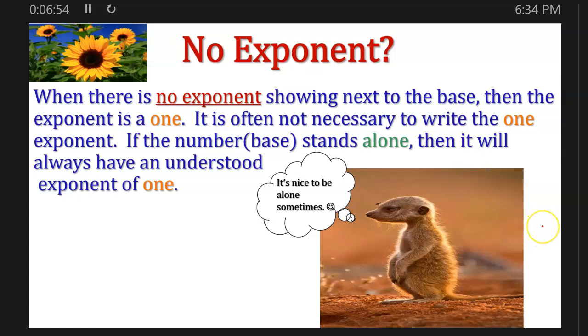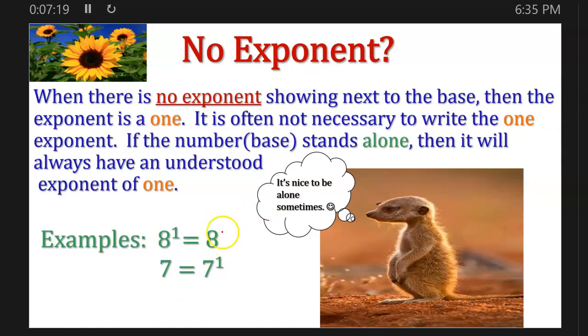Okay, so we work with positive numbers all the time in elementary school, and we don't realize it, but all of those numbers that just stand alone technically have a 1 exponent attached to them. We just don't write that. But if you're using it to add, subtract, multiply, or divide exponents, sometimes knowing that is useful. Let's look at some examples. 8 to the first power is the same as just 8, and 7 is the same as 7 to the first power.